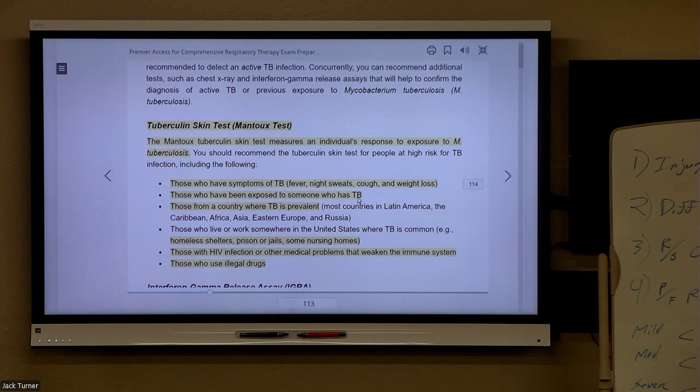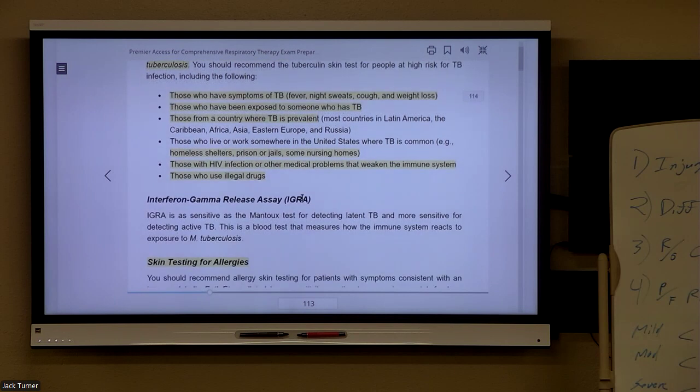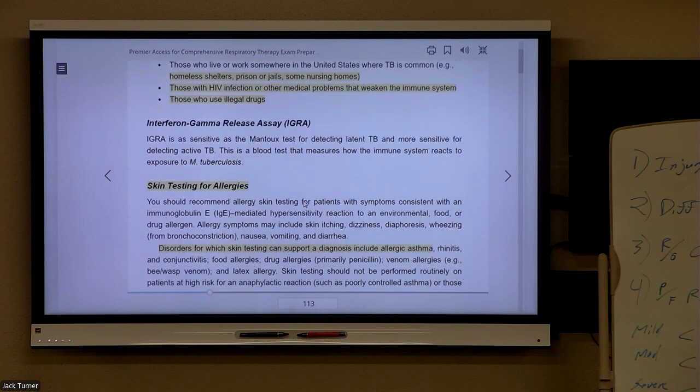IV drug users, people who have weakened immune systems, like people with HIV. These are kind of our big patient population that we're looking out for. So history is going to help us know exposure, symptoms, that kind of thing, okay? If you're looking at the Mantoux test, your skin test, how big would the wheal be if it was positive? 10. Yep. Could be raised. They do have an interferon gamma release test, but that's not used very often. And so, stick with the acid-fast and the Mantoux, okay?